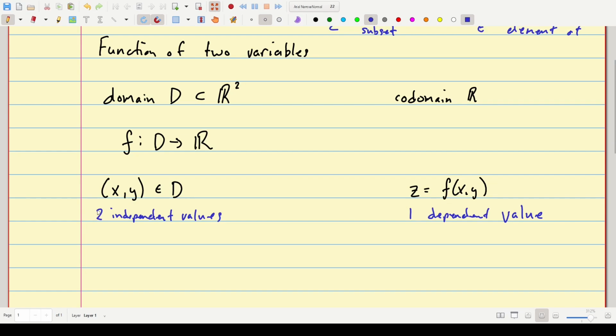Okay. So this is going to be how we think about this. And what we're going to end up with, if we write this in vector notation, is a correspondence between these ideas. The vector represented by xyz is going to be equal to the vector represented by xyf of xy.